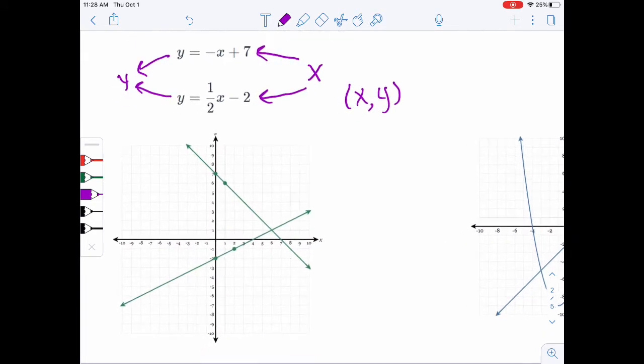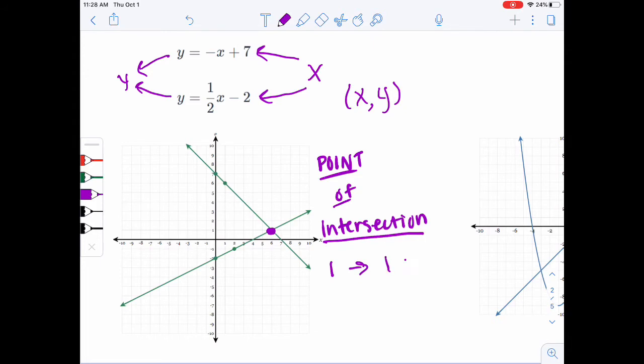So if we look at this graph, the only point that exists on both lines is this point right here. That is the point of intersection. That is the only point that exists on both lines. Because there's only one point of intersection, I'm only going to have one solution. And my solution is 6, 1, the ordered pair for that point.